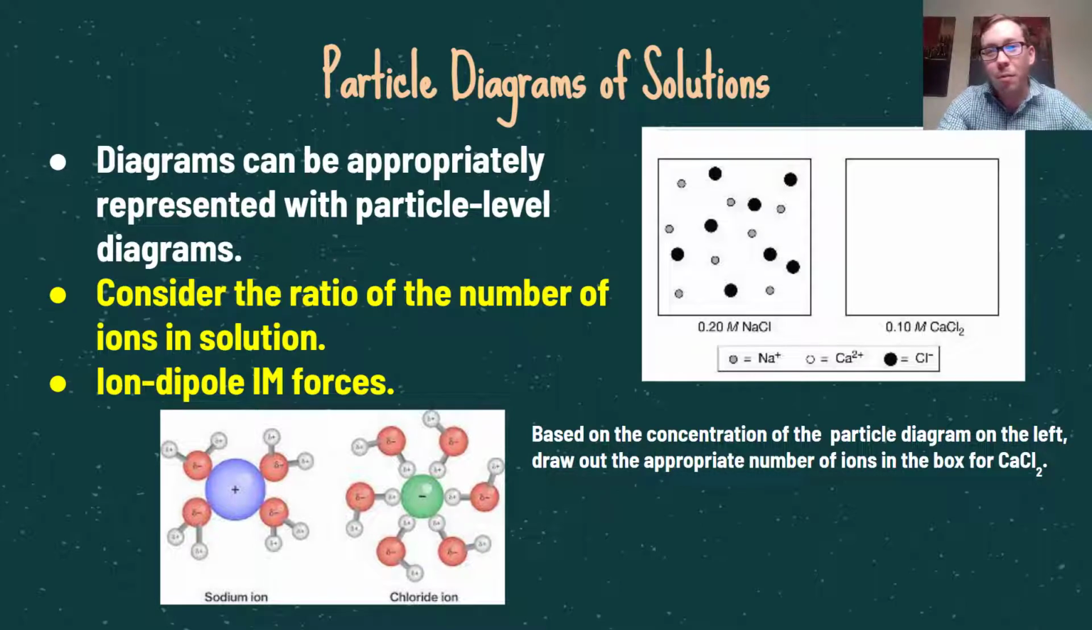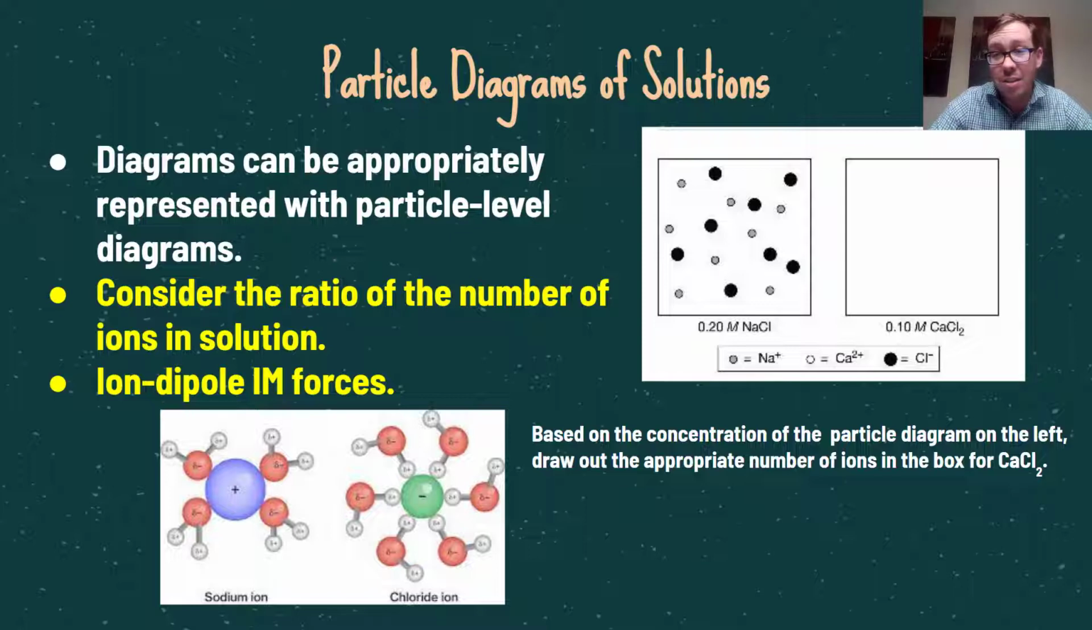So again, to reiterate what we've just discussed, based on the concentration of particle diagrams on the left, draw out the appropriate number of ions in the box for CaCl2. Well, we have 8 sodium ions and 8 chlorine ions in the diagram on the left. On the right-hand side, we're looking for calcium chloride, but half the concentration. We also have to keep in mind that for every CaCl2 that dissociates, we're going to get 2 chlorine ions.